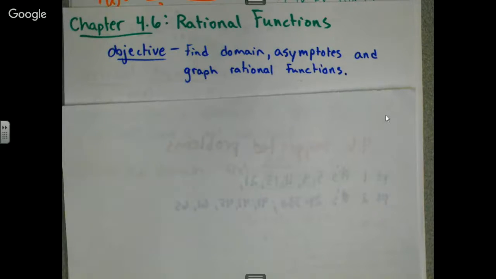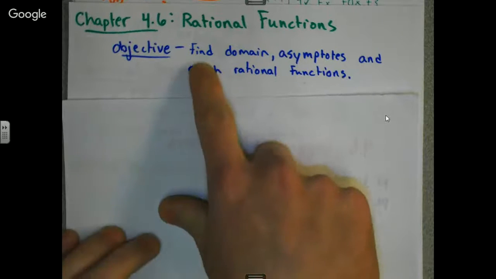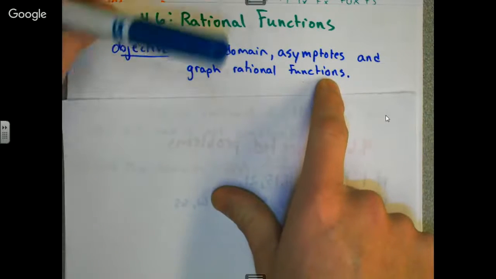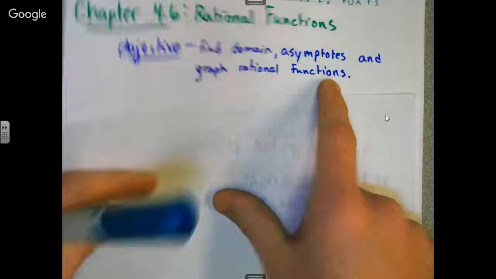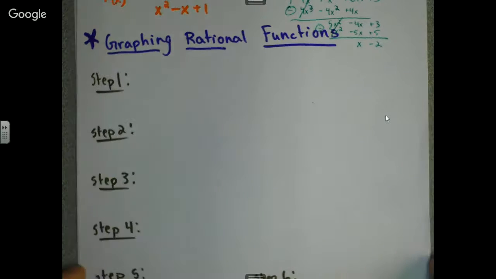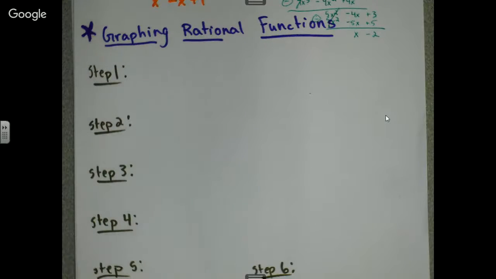Hello, and welcome back to Chapter 4.6, Rational Functions. This is Part 2, and our objective is still to find domain, asymptotes, and graph rational functions. If you haven't watched Part 1, go ahead and watch Part 1 of this video. And in Part 2, we're going to graph rational functions.